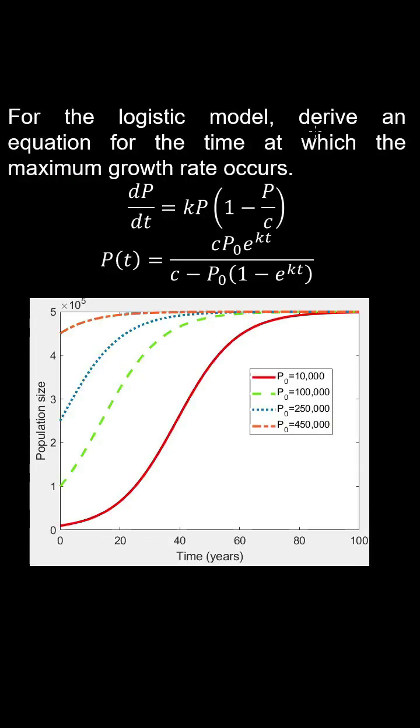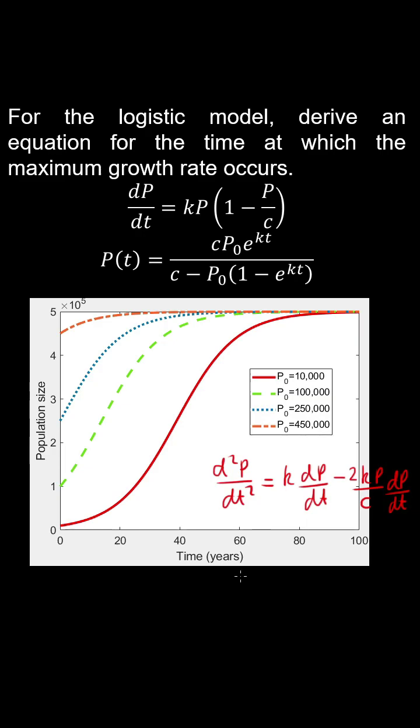For the logistic model, we'll derive an equation for the time at which the maximum growth rate occurs. So to do that, we want to obtain the second derivative of the population with respect to time, so that equals k dP/dt minus 2kP/C times dP/dt. So we'll use implicit differentiation.